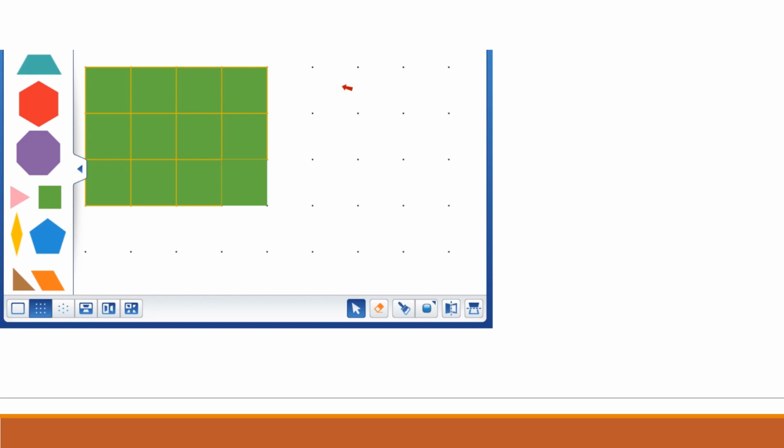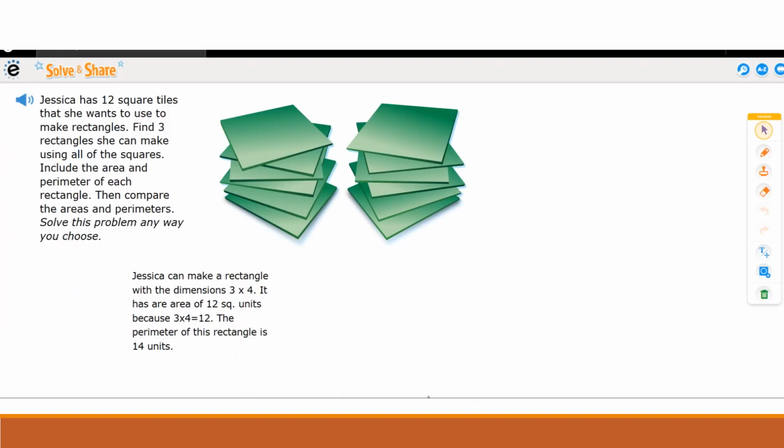And our original problem, solve and share, as you can follow along in your book, says for us to find 3 rectangles. So I've shown one way with a 3 by 4 array. Now you, either using grid paper, or you can find the math tools online, or just cut out little squares if you have tiles. Even if you happen to have a good collection of square sticky notes, that would work well. You just need 12 of them. And see if you can find 2 other ways you can arrange the 12 squares to make rectangles.